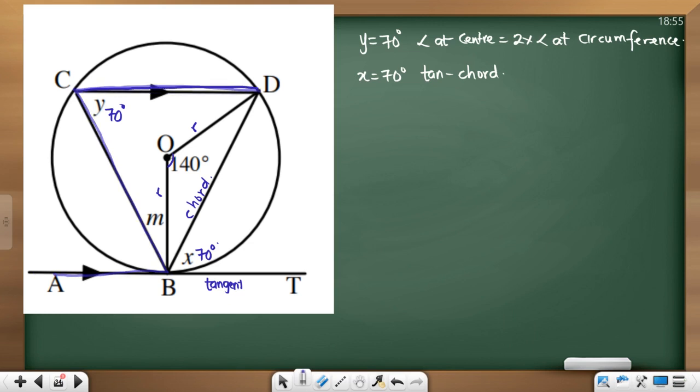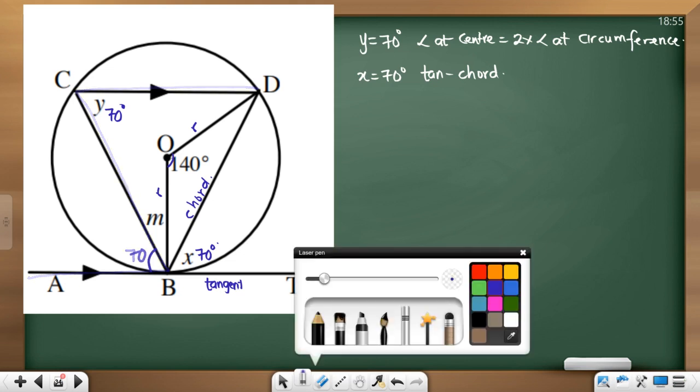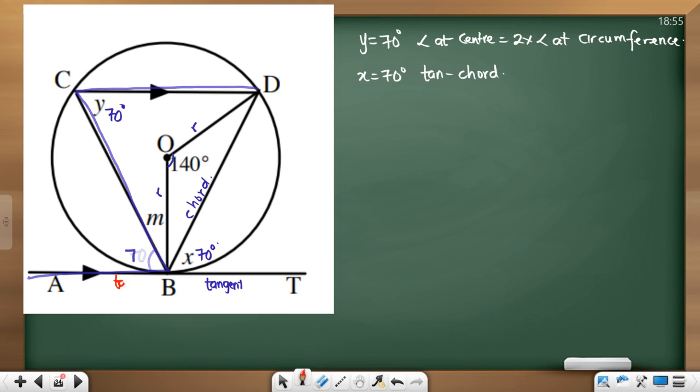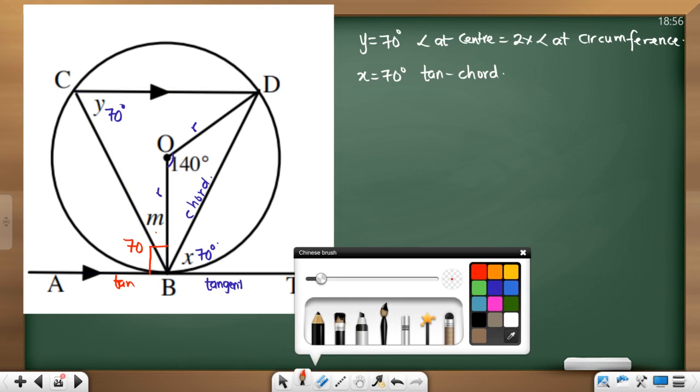Do you notice? It's a Z. Alternate. So this angle is 70. Oh yeah. And we're done. I see that we're done. This is still the tangent, right? This whole thing is 90. This is 70. Obviously, you can now get the value of angle M.